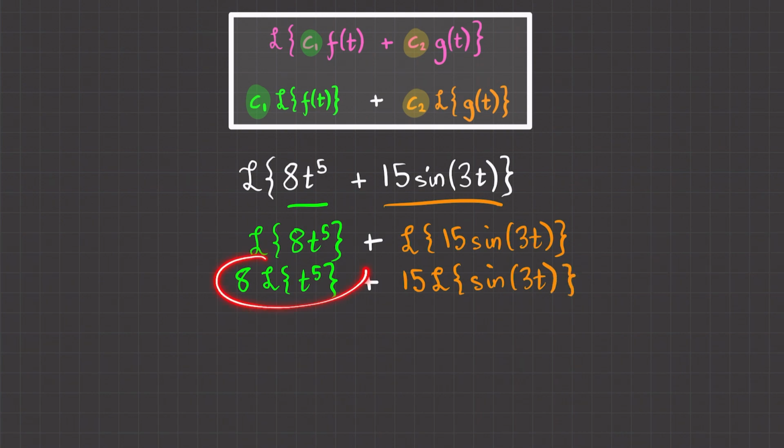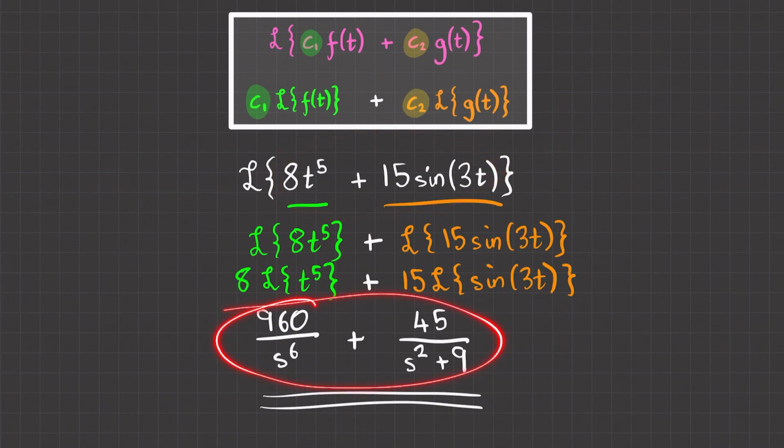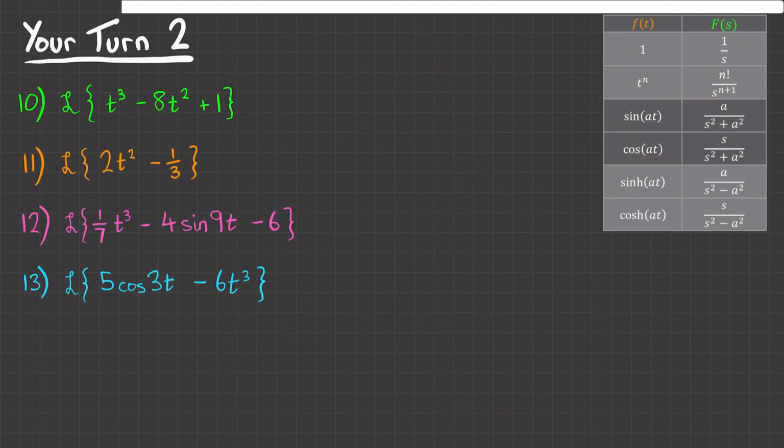Use the table to find the Laplace transforms of each of these, and you'll get a final answer of 960 over s to the 6 plus 45 over s squared plus 9. And that's this expression converted from the t domain into the s domain. Last 4 questions for you to try. Pause the video and resume when you're ready for the answers.